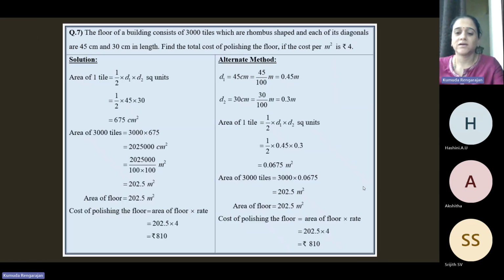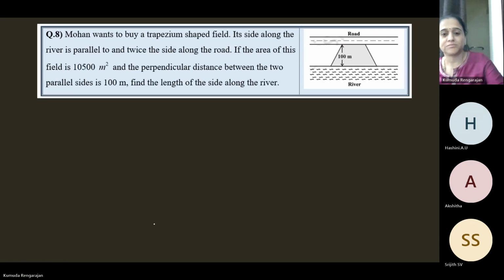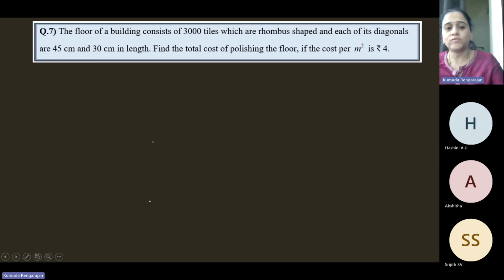Okay. All of you, please listen. The floor of a building consists of 3,000 tiles, which are rhombus shaped. Each of its diagonals is 45 centimeters and 30 centimeters in length. Find the total cost of polishing the floor if the cost per meter square is ₹4.